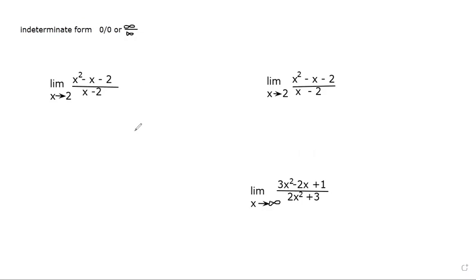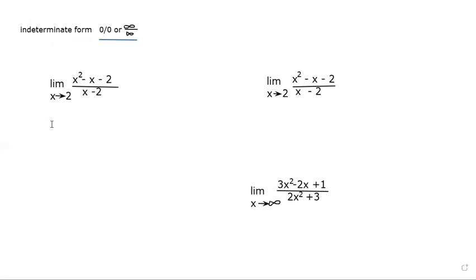Okay, here we're going to talk about indeterminate form. Indeterminate form is when we're finding limits and we either get for a result 0 over 0 or infinity over infinity, which means that we cannot determine a limit at this point. So I want to go through and look at ways to solve these type of problems.